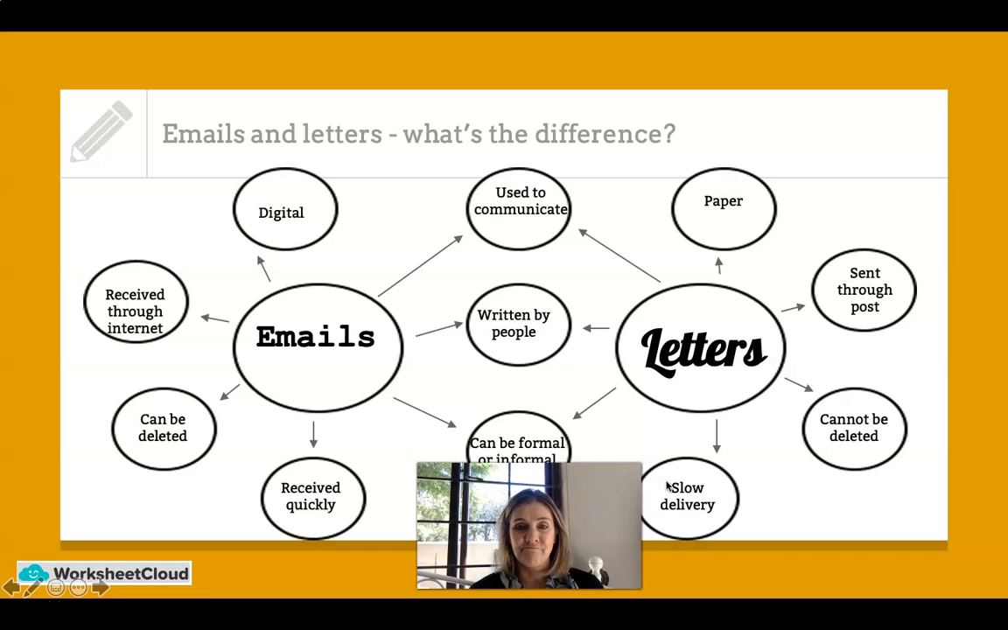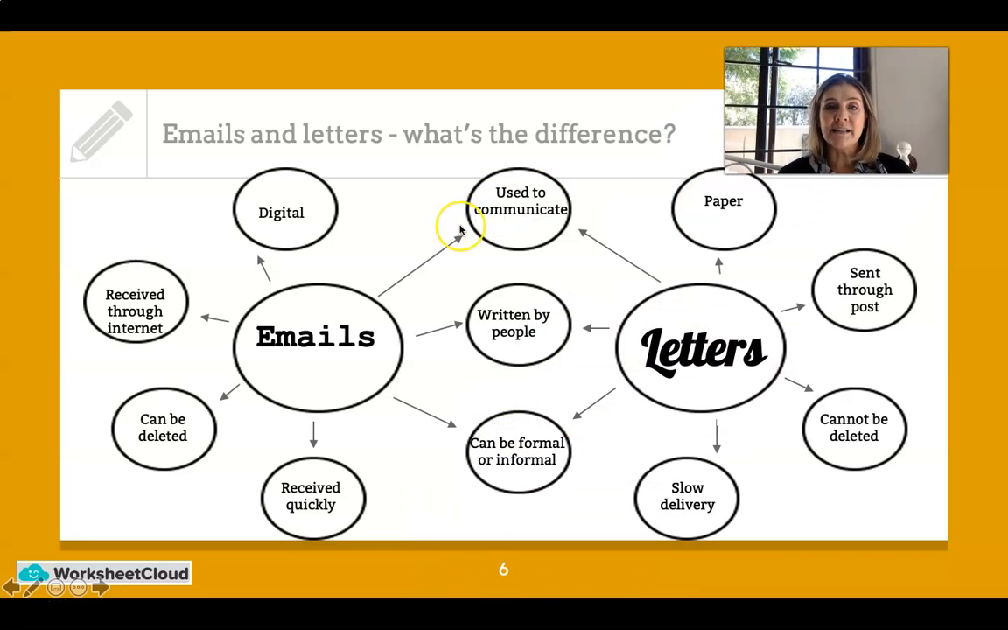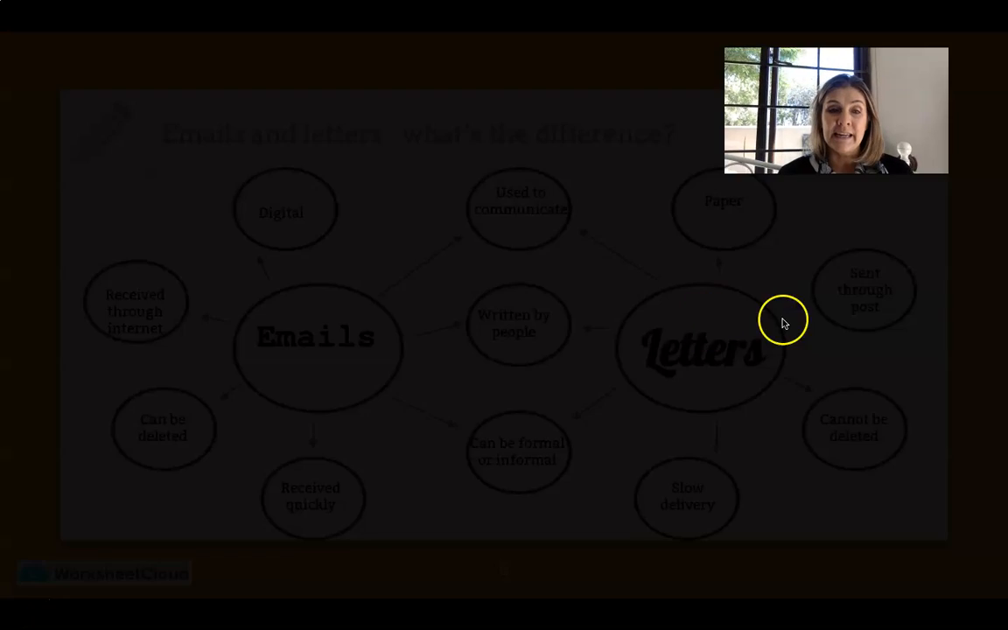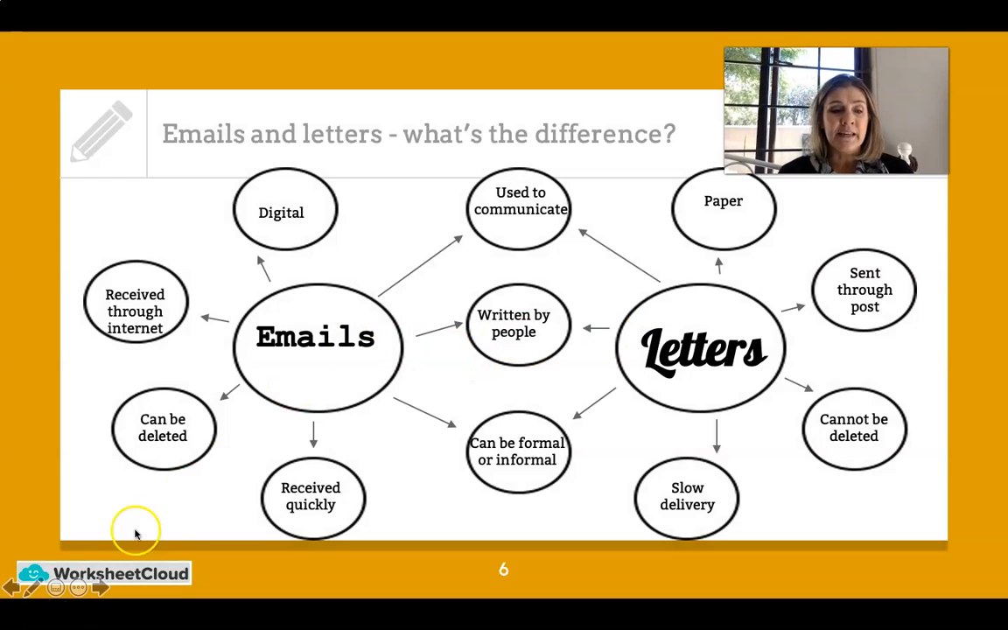Right. Okay, so let's take a look. So I have decided to use a double bubble map. Okay, double bubble because there's 2 bubbles with a whole lot of other bubbles on either side. So emails, they are digital, whereas letters are normally on paper. Emails are received through the internet, but letters are normally sent through the post. Oh, my apologies. Emails can be deleted, so you can just push of a button and delete it, while letters, you can't delete them, you can throw them away. It's slightly different. Emails are received very quickly, letters are a little bit slower.